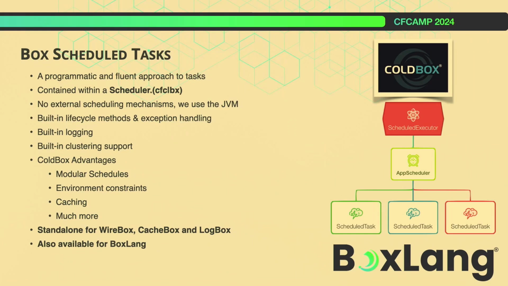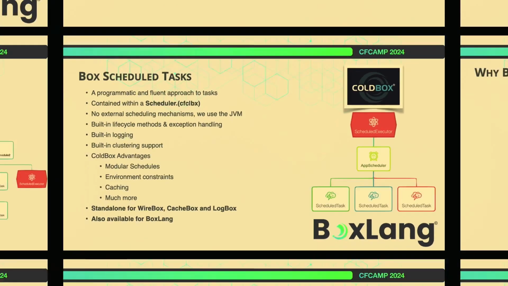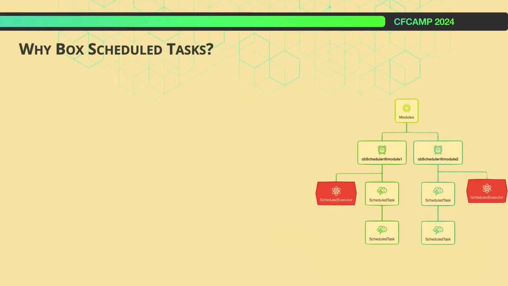If you want to just use scheduled tasks, just install WireBox, and you have the ability to do that there. It's all in the docs. Or even if you don't use the dependency injection framework, and you just need logging of the scheduled task, just install LogBox, and all the scheduling will be available to you. And everything that I show you here translates to BoxLang as well. It's all available there for any class, of course. You can see a hierarchical approach here, where every module is able to contribute different executors and different scheduled tasks.